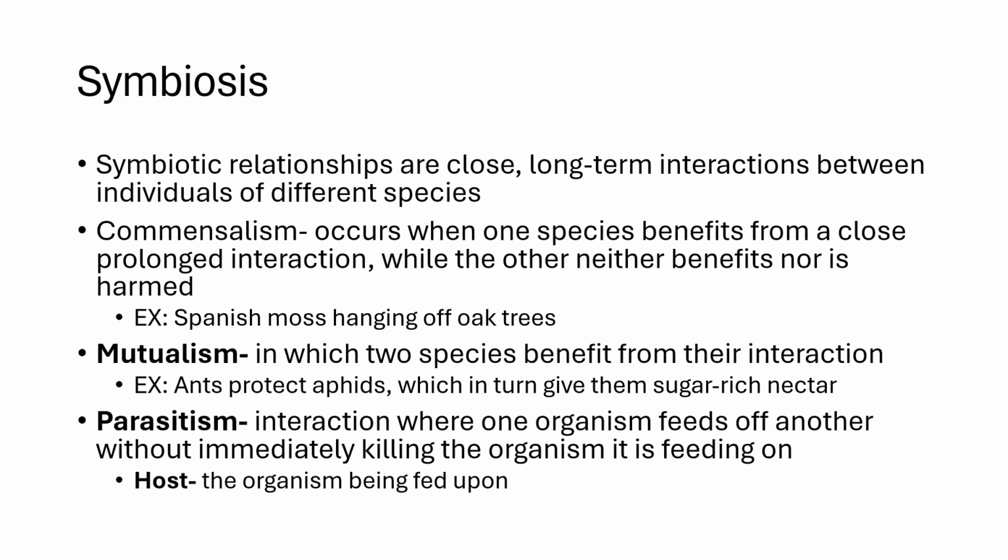Mutualism is sort of our colloquial use of symbiosis. If I said something had a symbiotic relationship just in a casual conversation, I'm probably referring to mutualism, in which both species are actually benefiting from the interaction. So a good example of this would be the ants that farm aphids. Some ants keep aphids kind of like livestock, but they're actually protecting the aphids from predation by ladybugs. And in return, the aphids are giving the ants a sugar-rich nectar. So that is an example of a mutually beneficial symbiotic relationship.